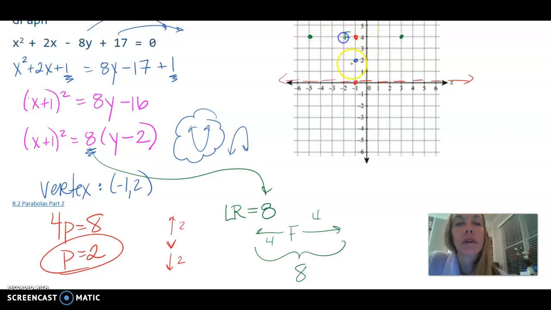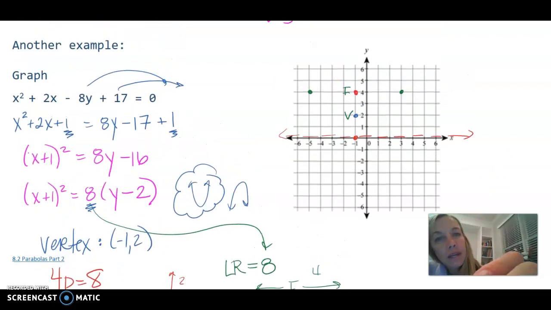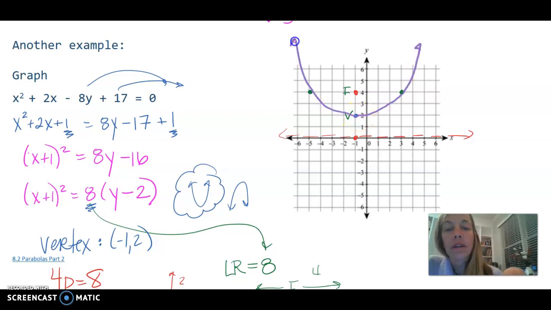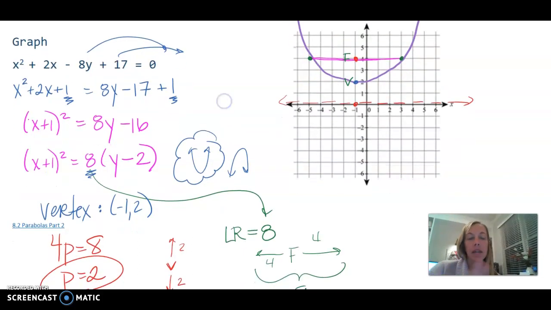Remember, this is your focus, this is your vertex. Okay, and then we can draw our parabola in. It goes through the vertex and the points on the latus rectum. This was the latus rectum. You don't need to draw the latus rectum in, but I think it helps to kind of show you. That's the pink segment right there.